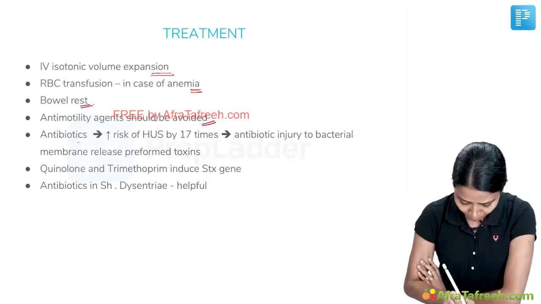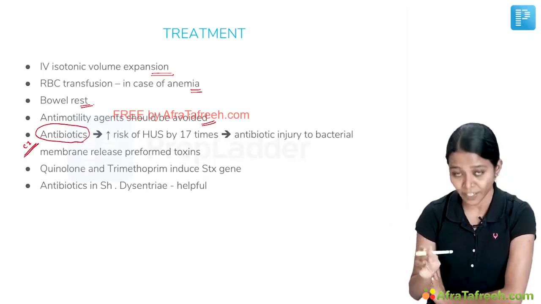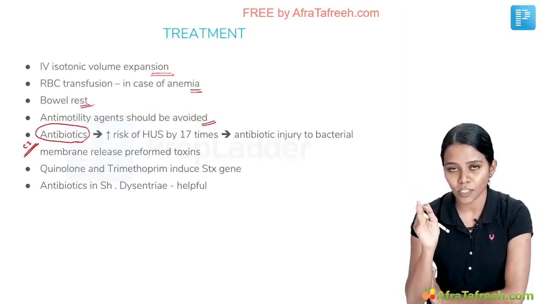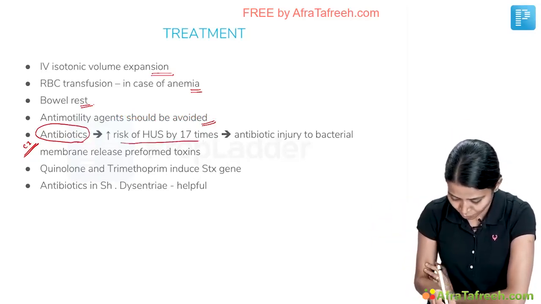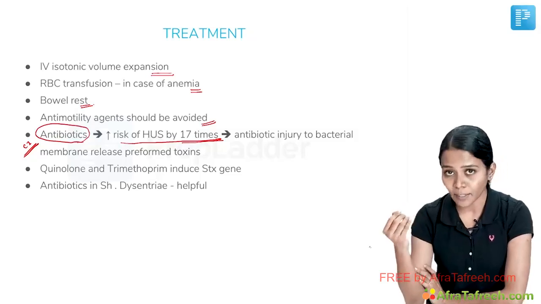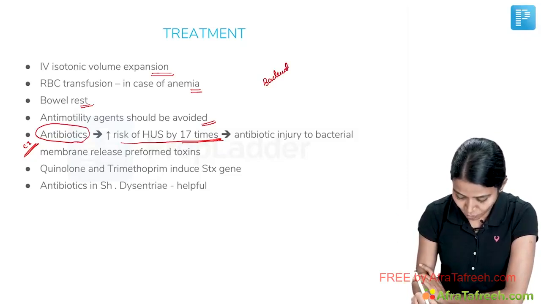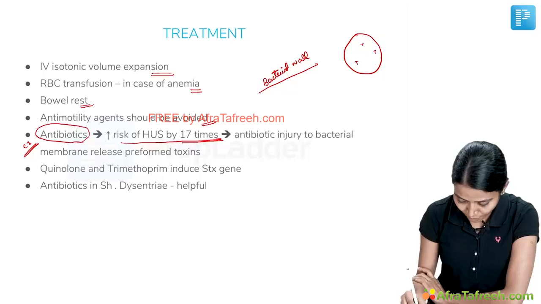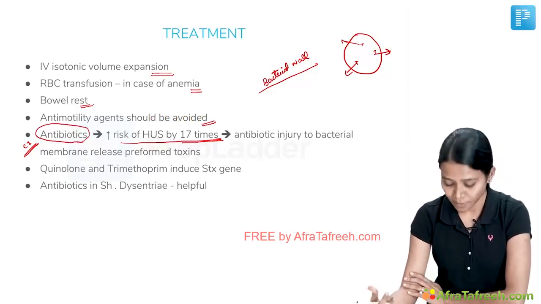Now, antibiotics are contraindicated in Shiga toxin HUS. This is a very important point. In the treatment of Shiga toxin associated HUS, antibiotics cannot be used because it increases the risk of HUS by 17 times. What antibiotic does is it causes injury to the bacterial wall. So, whatever toxin is present inside the bacterial wall comes outside into the circulation if the bacterial wall gets affected. So, it will worsen HUS.